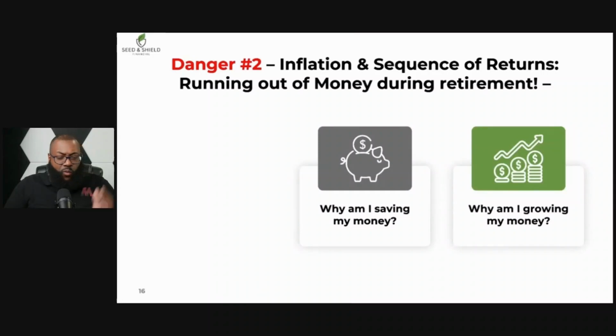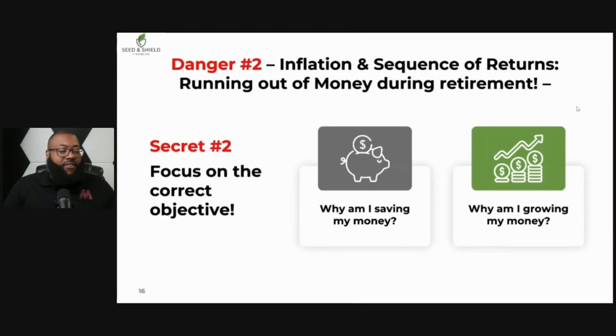So we need to understand these two things. Why am I saving my money? And why am I growing my money, right? Those two questions are key. Why are you saving it? Because you want to make sure that when you stop working one day, you have money that you can live off. And why am I growing my money? Because of inflation. If everything stayed the same price, you wouldn't have to worry about your rate of return. You'd be like, okay, it's 2025 and a loaf of bread is $2 and it'll be $2 in 2075. We all know that's not true. Inflation is happening in the background, right? So you have to have a rate of return that beats inflation.